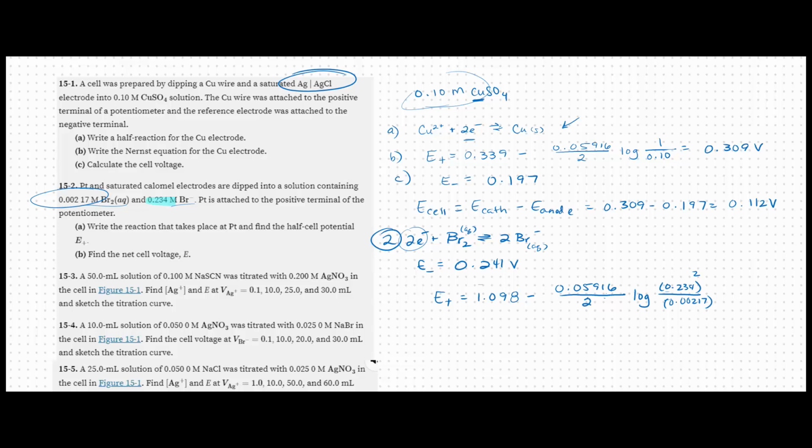Punch that all into your calculator and you should get an E of the cathode of 1.057 volts. So now to find the E of the cell, I need the E of the cathode, the positive, minus E of the anode, the negative. So I'm going to take 1.057 volts and subtract 0.241 volts because that is my anode. It's the standard calomel electrode. And you should get 0.816 volts for number 2.